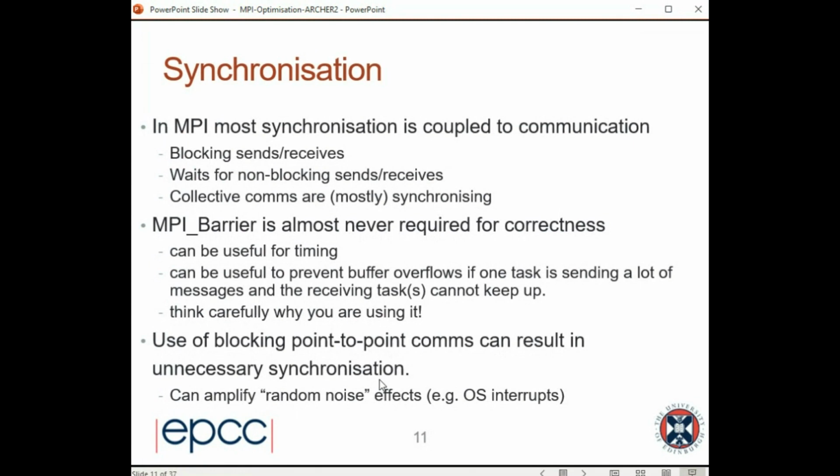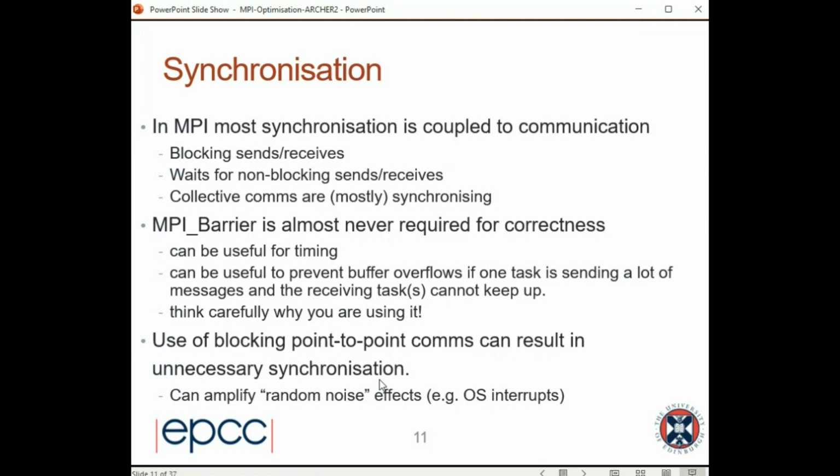The classic one being an all reduce. Everyone has to participate in the all reduce. So if one process is slow, all the other processes have to wait for it.